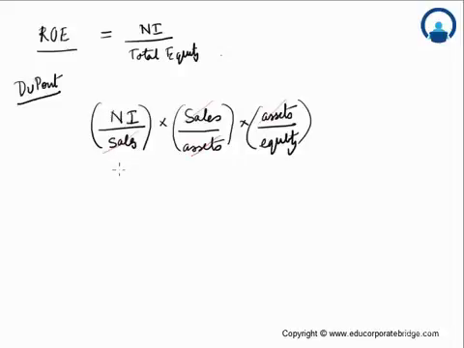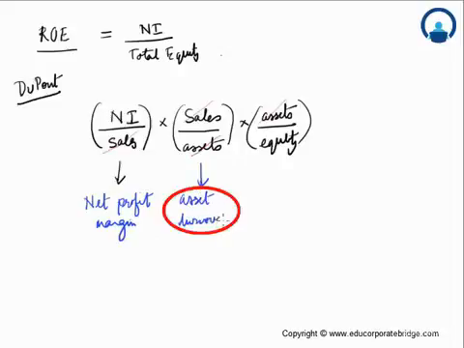We already understand what is net income by sales. Net income by sales is nothing but your profit margins. We'll call this net profit margin. What about sales upon assets? We have discussed this earlier. This is your asset turnover. And what is assets divided by equity? We'll know that this is a leverage ratio.